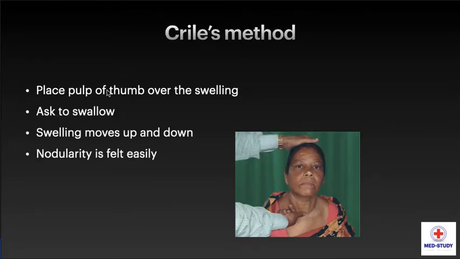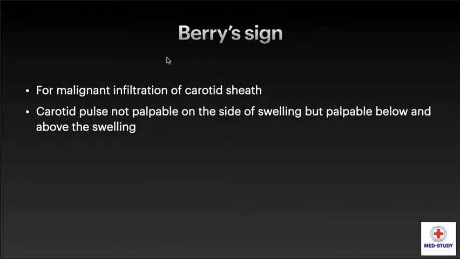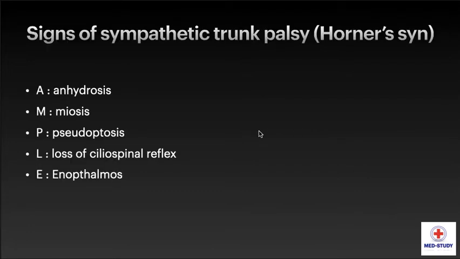Then Crile's method. Place thumb over the swelling and ask the patient to swallow. Swelling moves up and down and nodularity is felt. Kocher's test. The swelling is pressed slightly on either side of trachea. Stridor is heard if there is tracheomalacia. Berry's sign. It is for malignant infiltration of the carotid sheath. Carotid pulse is not palpable on the side of swelling but palpable below and above the swelling.